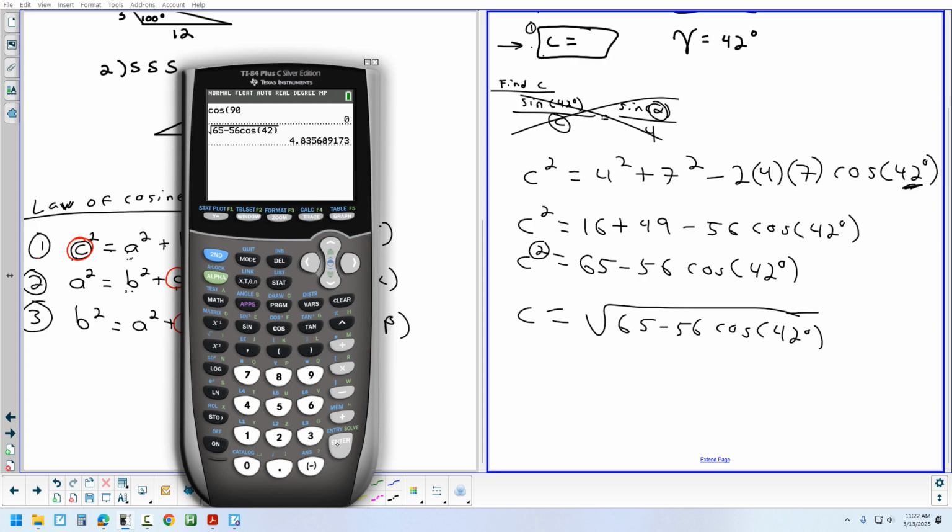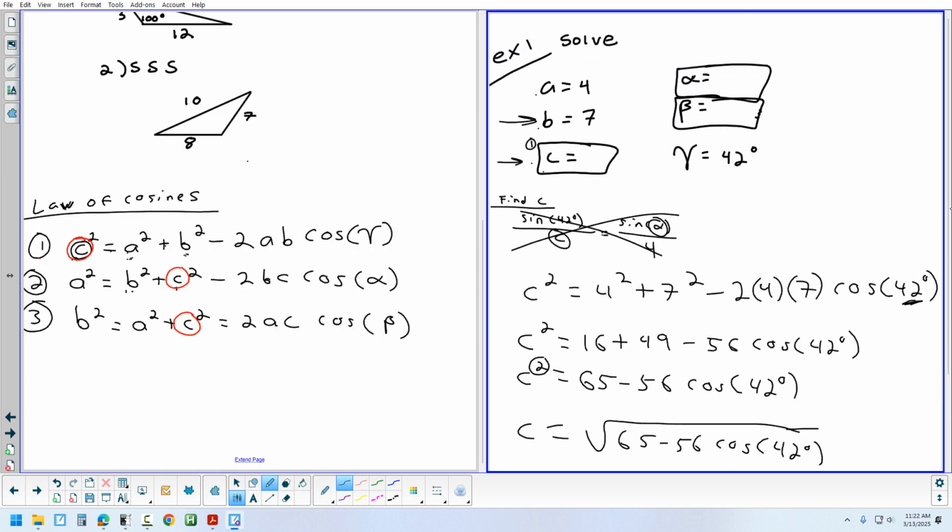Any questions why I did not round that before the last step? Any rounding you do is going to throw your answer off. So if you do need to round, just round one time in the problem at the very end. If we need to round more than once, we can, but we definitely don't need to in that problem. All right, so 4.836.